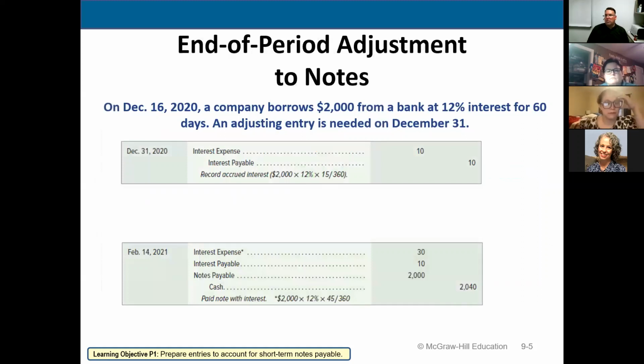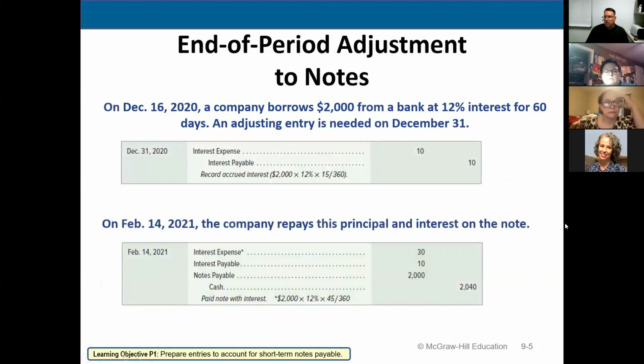So here's an example. On December 16th, we borrowed $2,000 from the bank at 12% interest for 60 days, and an adjusting entry is needed on December 31st. The only reason we have to do this is because we've incurred an interest expense between the day we borrowed it, December 16th, and the end of our fiscal year at December 31st. So all we do is calculate the amount of interest using the same formula, principal times rate times time, and then we do this adjusting entry at the end of the year. That allows us to record the expense during 2020.